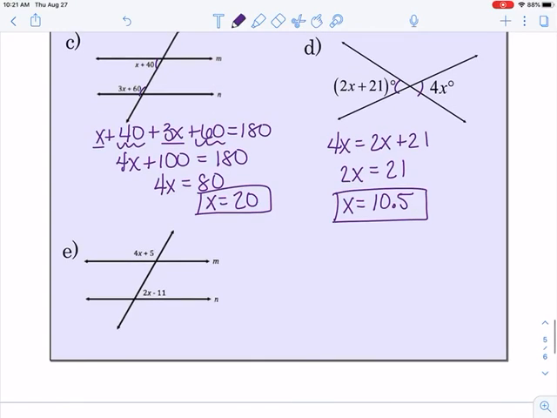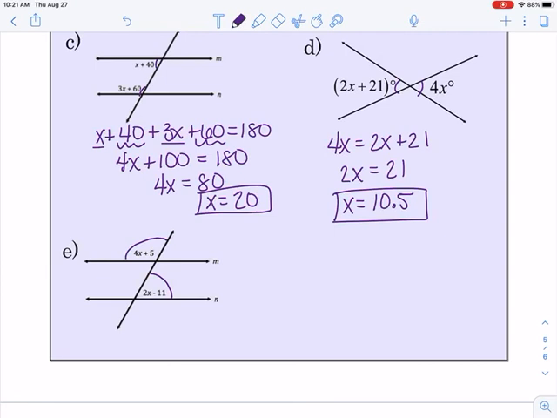Okay, and then our last one here, I have 4x plus 5. And then I have 2x minus 11. These don't have a special name. You have one on the inside, one on the outside. But again, as you get the feel that either everything has to be equal or your angles have to be supplementary. Those are the only two options here.